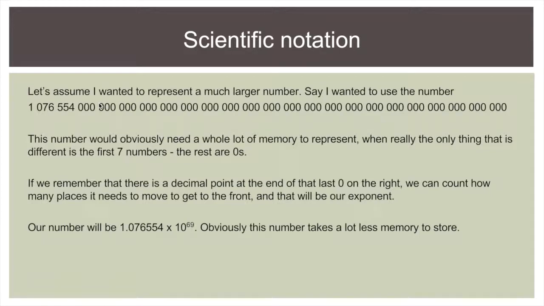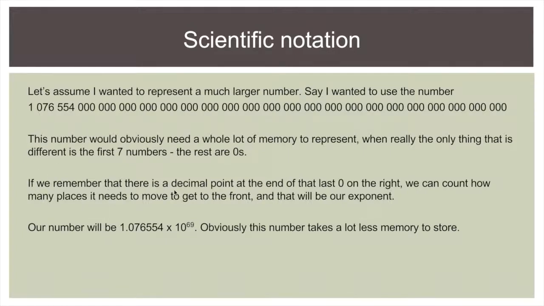So let's assume I wanted to represent a much larger number, and I wanted to use the number I've got below, which is something I just made up. Obviously, we'd need a whole lot of memory to represent this number, okay? And the problem with that is the only thing that's different is the first 7 numbers, all right? I can represent this number exactly using scientific notation.